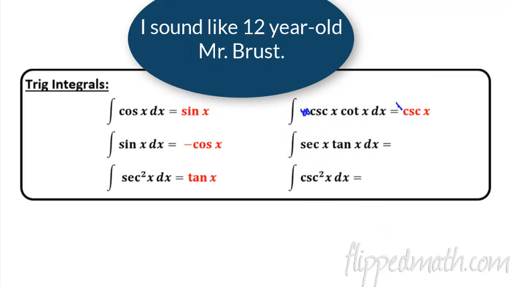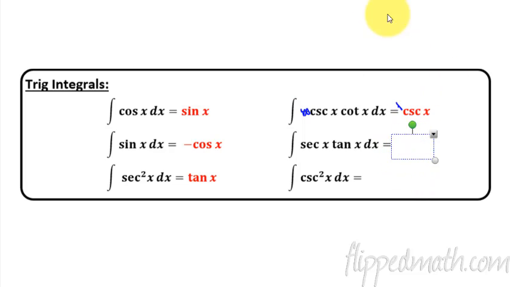And then this one here, secant x tangent x. Its integral is secant x because the derivative of secant x is, of course, secant x tangent x. And then the last one, cosecant squared x. Its integral would be negative cotangent x because this derivative gets me back over here to cosecant squared x. Okay, so this is just pure memorization.